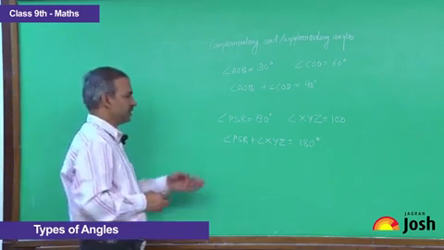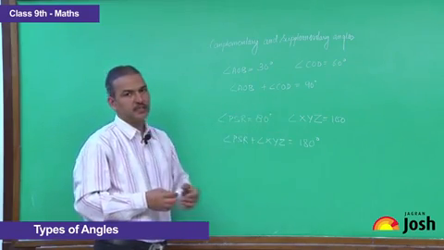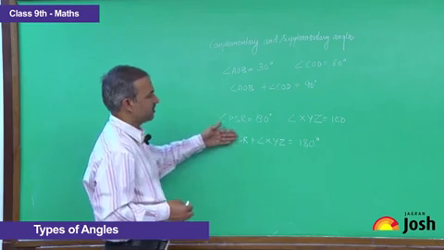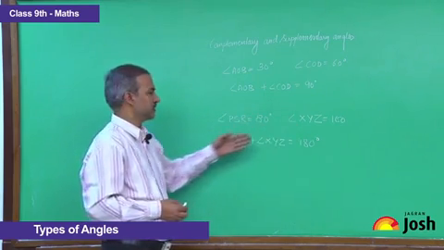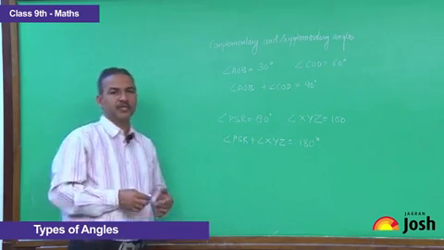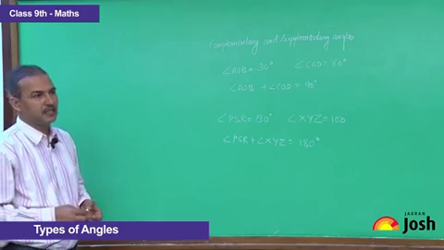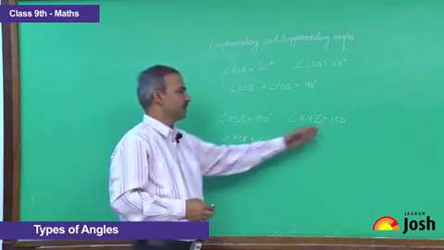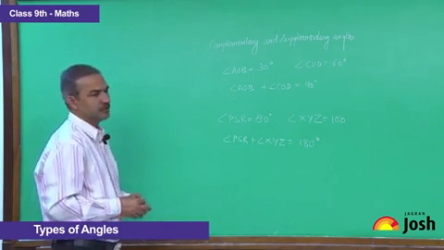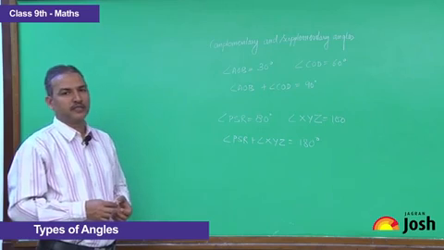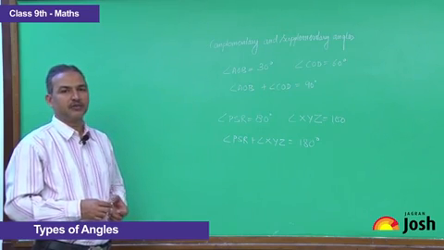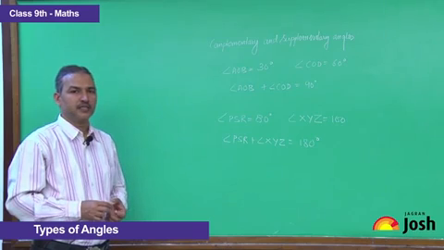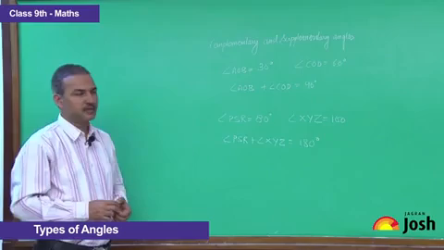In this condition, each of these angles, PSR and XYZ, is called the supplement of the other. For example, we say PSR is the supplement of XYZ and XYZ is the supplement of PSR. If somebody asks you to find the supplement of 80 degrees, the answer is 180 minus 80, which is equal to 100. Similarly, the supplement of 100 will be equal to 80 degrees. When the sum of two angles is equal to 90 degrees or a right angle, they are called complementary angles. And when the sum of two angles is equal to 180 degrees, they are called supplementary angles.